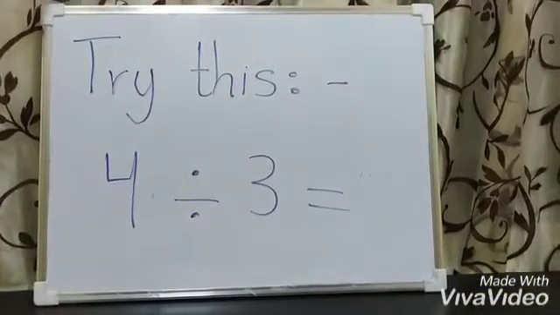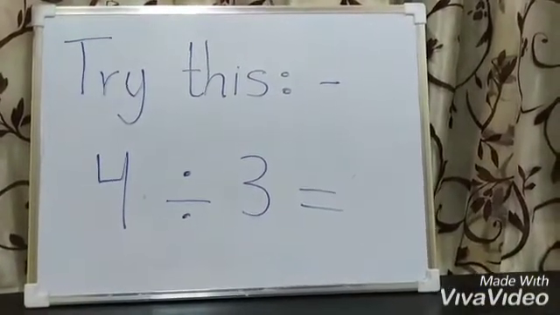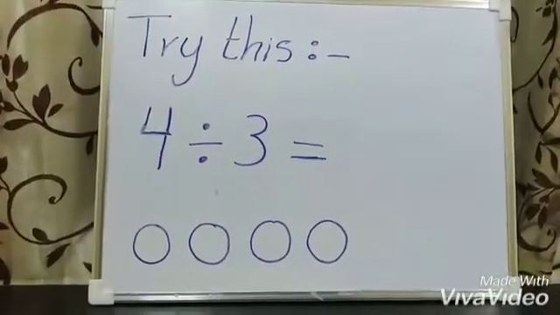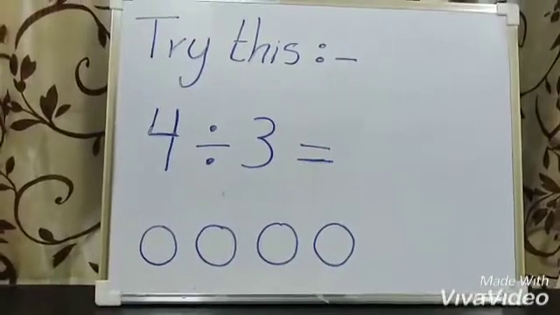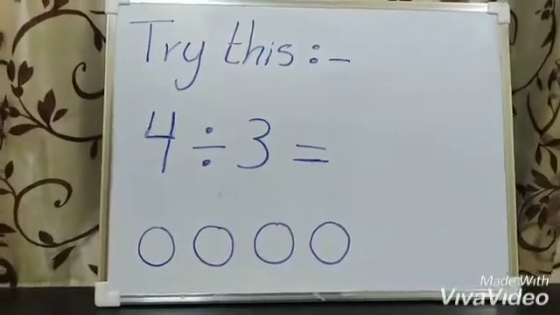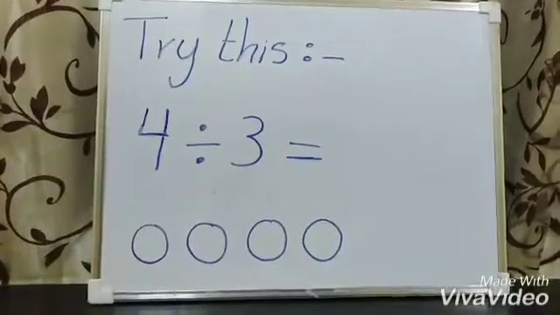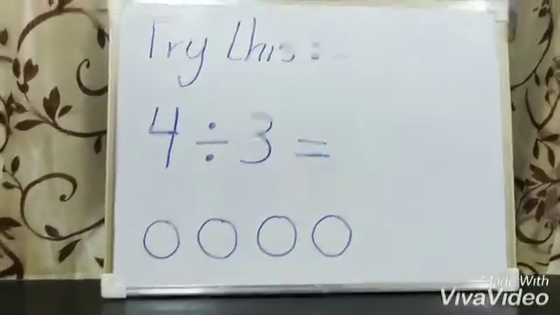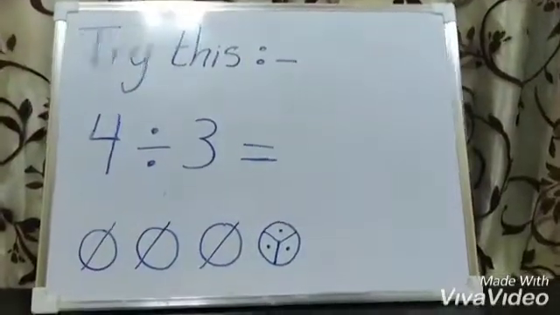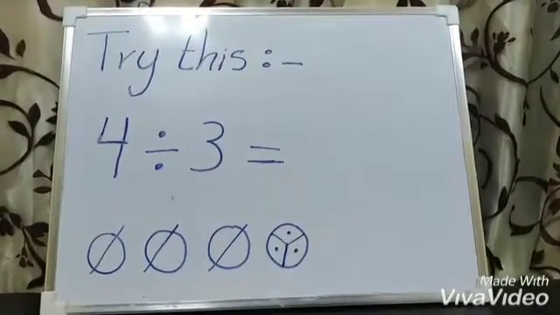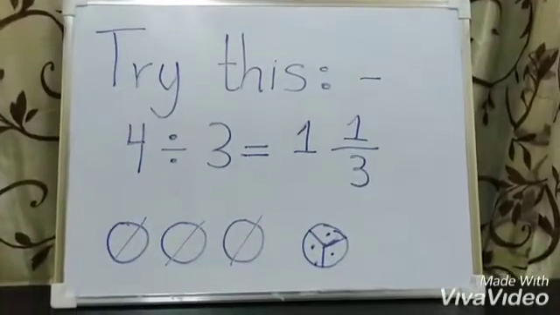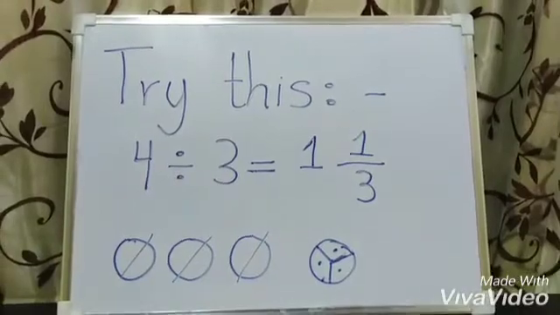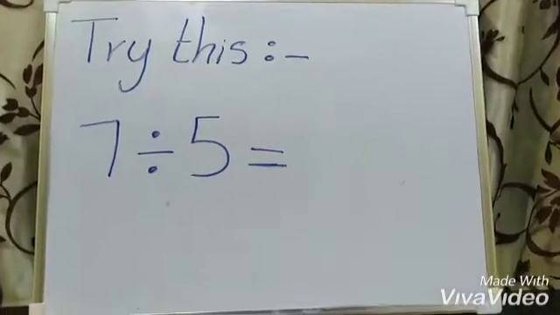Now try this. 4 divided by 3. We can start by drawing 4 circles. Now to divide 4 by 3, we will cut the 4 circles into 3 equal groups. At the beginning, each group will get 1 circle. What about the 4th circle? Now, can you tell how much is 4 divided by 3? So 4 divided by 3 equal 1 whole and 1/3. Now try this one on your notebook.